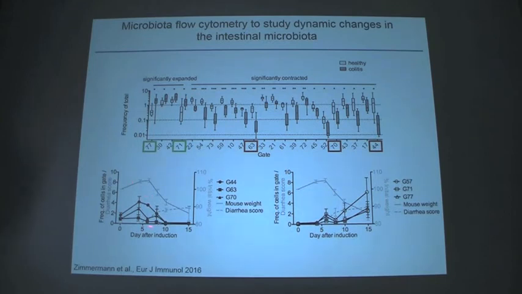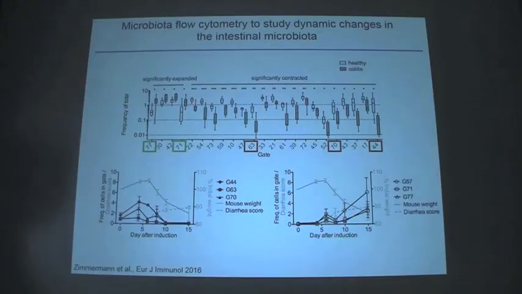And there we correlated these changes in the microbiota, the frequency of these particular populations, to the appearance of clinical signs of colitis, looking at weight loss and diarrhea score. And you can see that this happens at the same time. So changes in the microbiota and the appearance of clinical symptoms coincide. So there actually seems to be a causal relationship between these two.